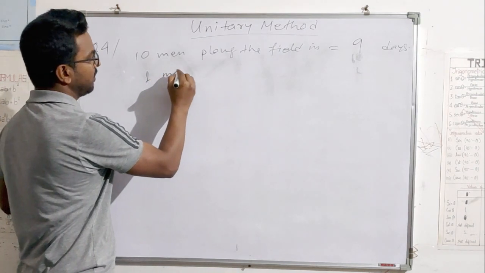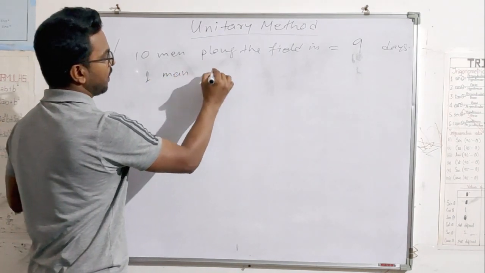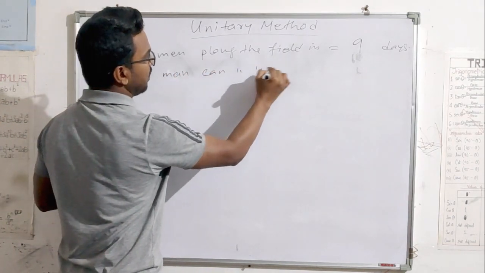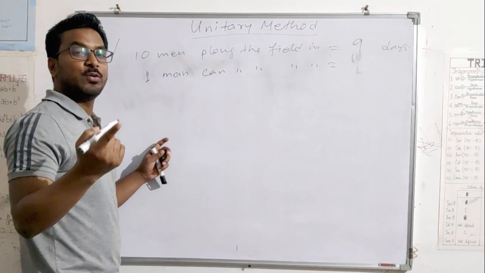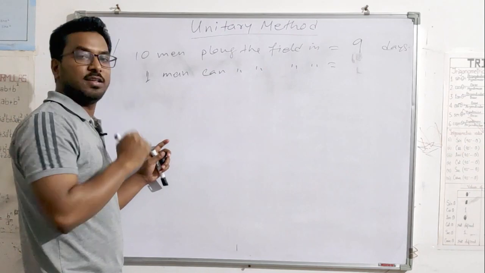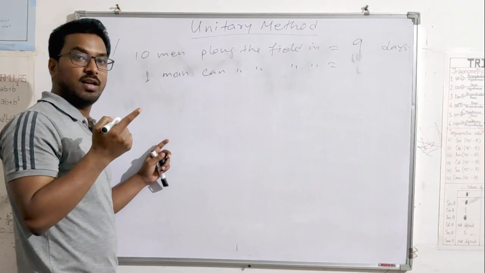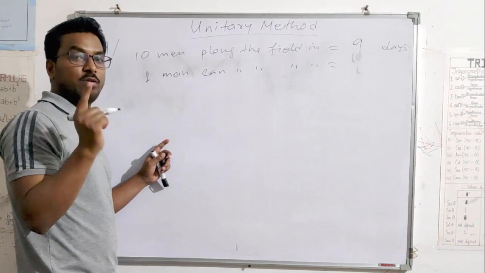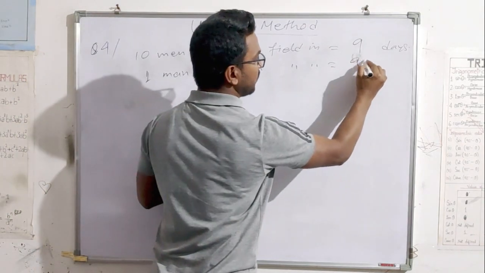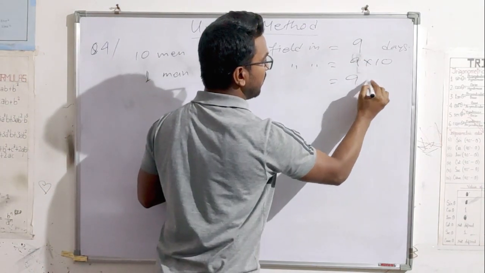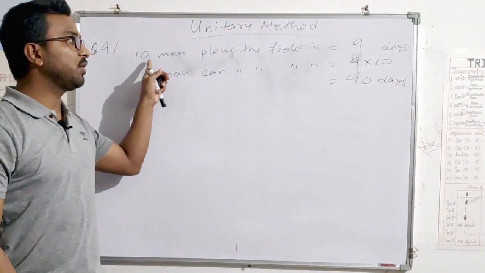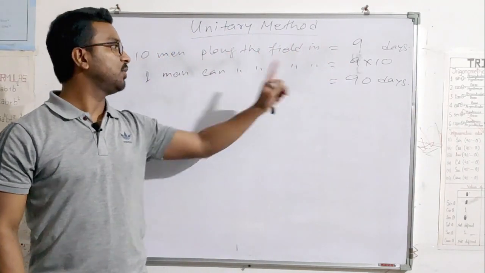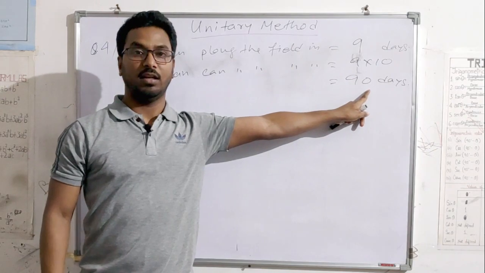One man can finish the work in how many days? Earlier we used to divide, right? But here, in case of work related questions, we'll always multiply. So 9 into 10, this will become 90 days. Okay, so 10 men can do the work in 9 days, one man will do it in 90 days.